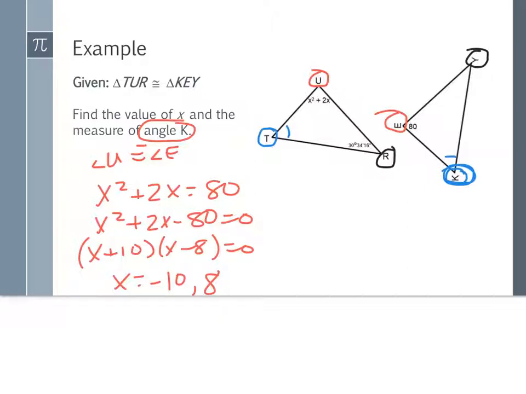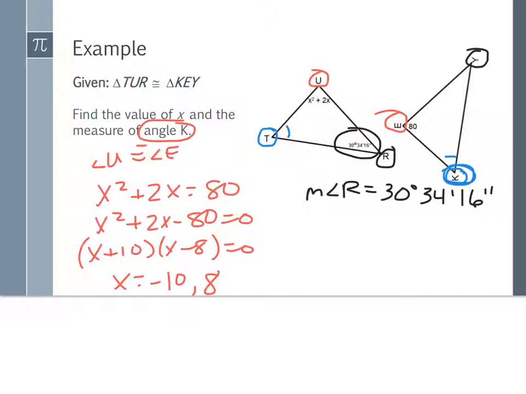Well, what do we know about angles K and T? We don't really know anything about them, but we do know that angle R, which is congruent to Y, has a measure of 30 degrees, 34 minutes, 16 seconds. Oh, you thought degrees, minutes, and seconds were going away, right? We also know that angles U and E have a measure of 80 degrees.